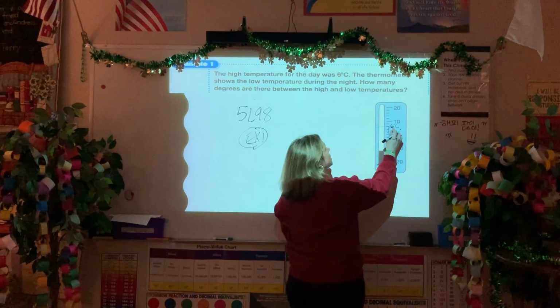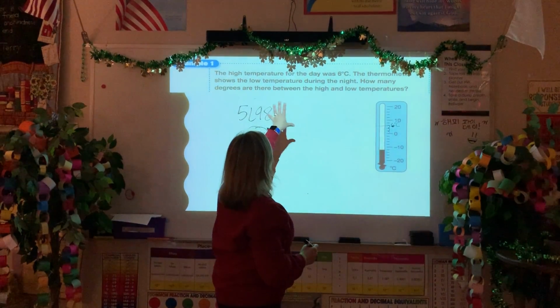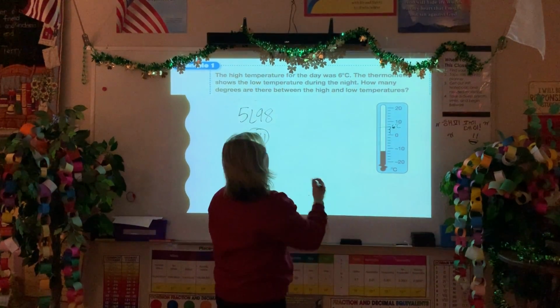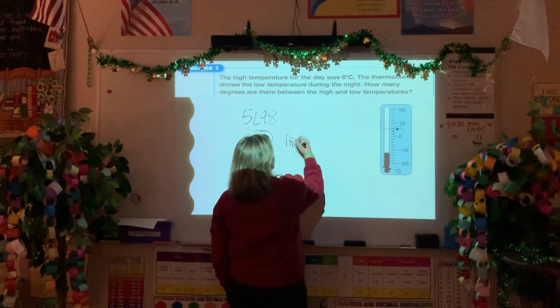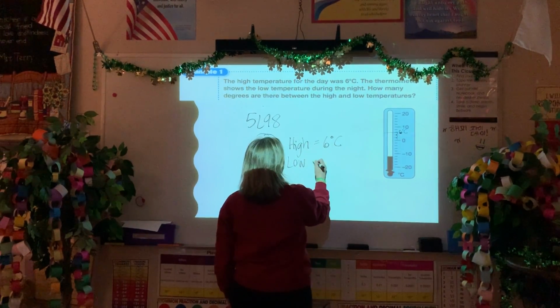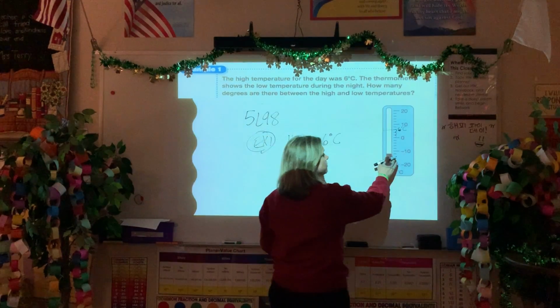Celsius, did they say? Yes. So 6 degrees Celsius. And so it says, how many degrees are there between the high and the low temperature? So right now we know that the high was 6 degrees Celsius. The low, we have to read that on here. So the low is what it's at right now.